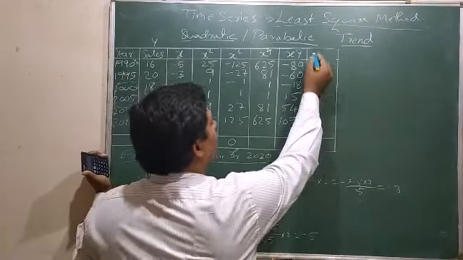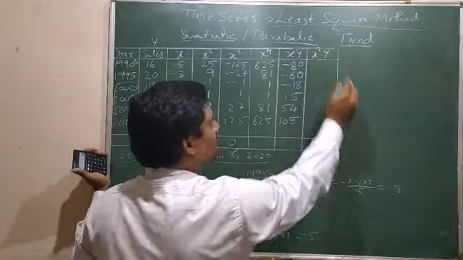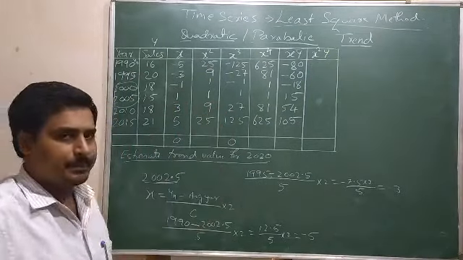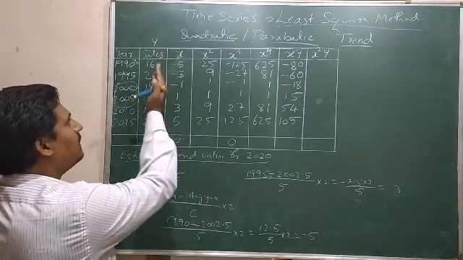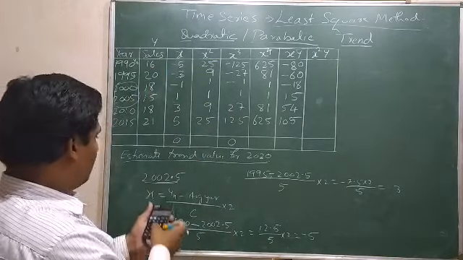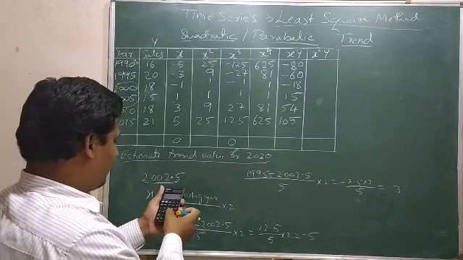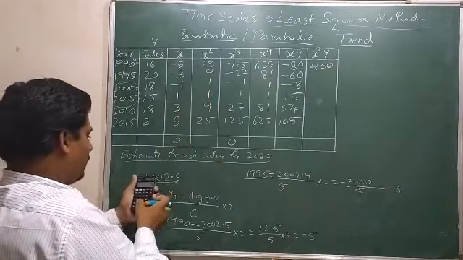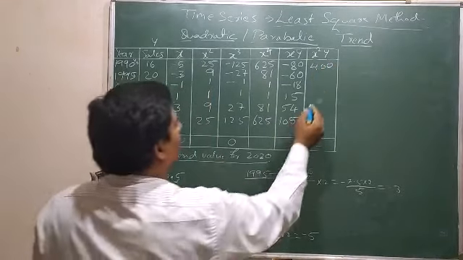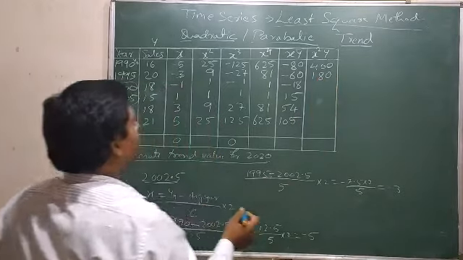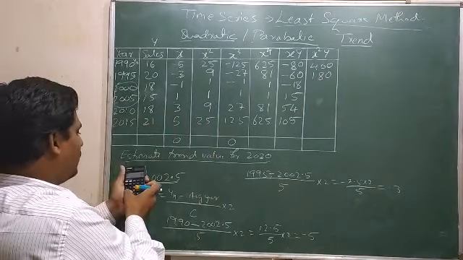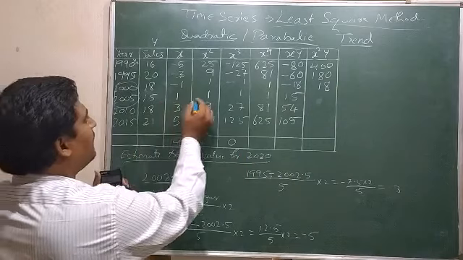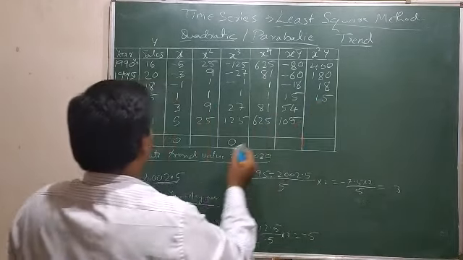And the last column we need is x square y. So the x square column we have already calculated here. Just multiply that column with the y column. So here we get 16 into 25, 400. Next 20 into 9, 180. Next 18 into 1 we get 18. Then 15 into 1 we get 15.